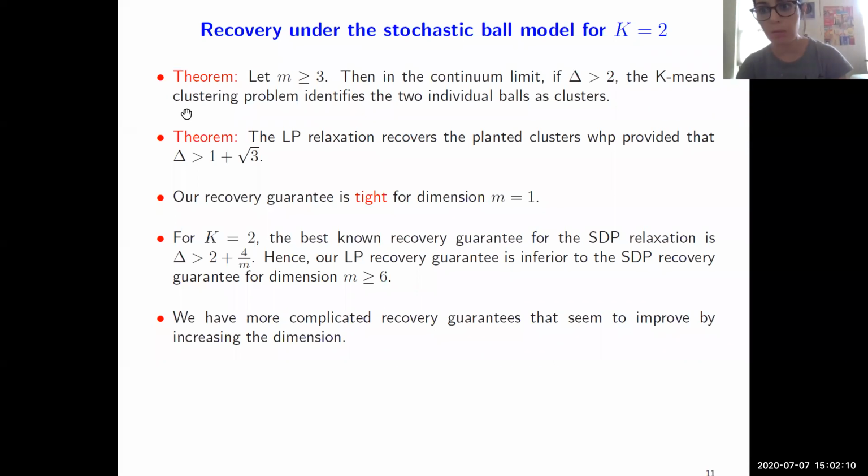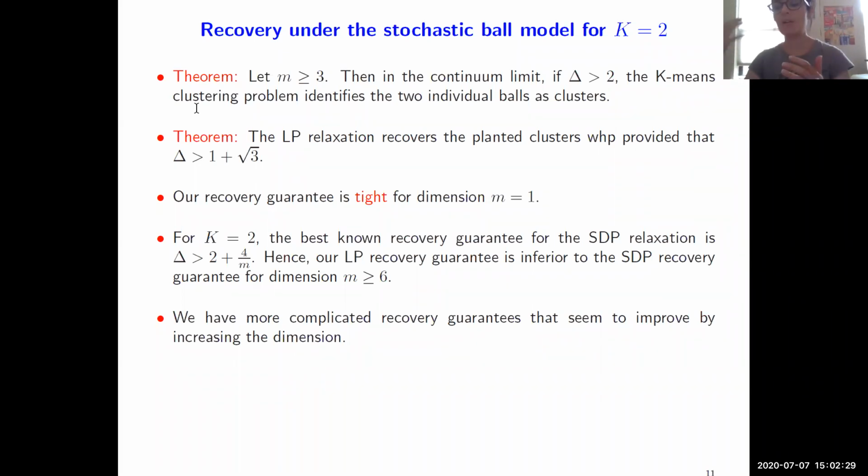But let's understand what it means. First of all, 1 plus the square root of 3 is more or less 2.73. Remember that the recovery result for that LP was 4. So this is already much, much better. How good is it? Well, it is tight if you're in dimension 1.